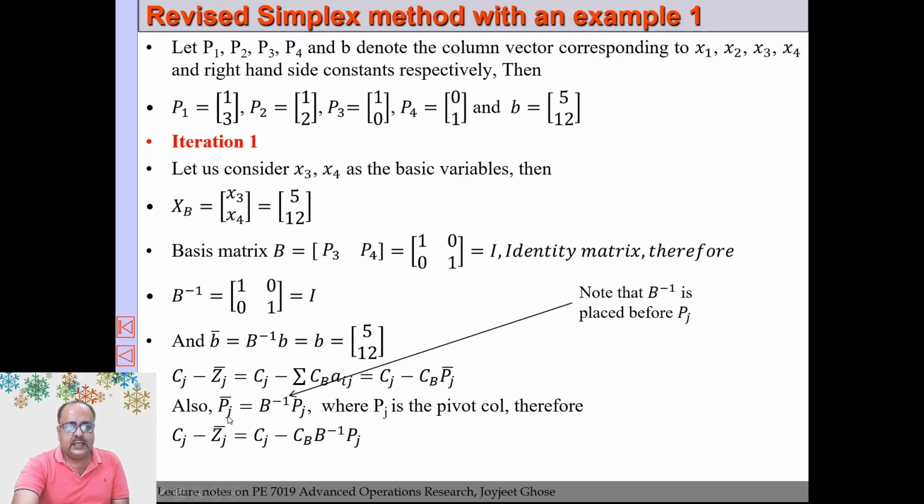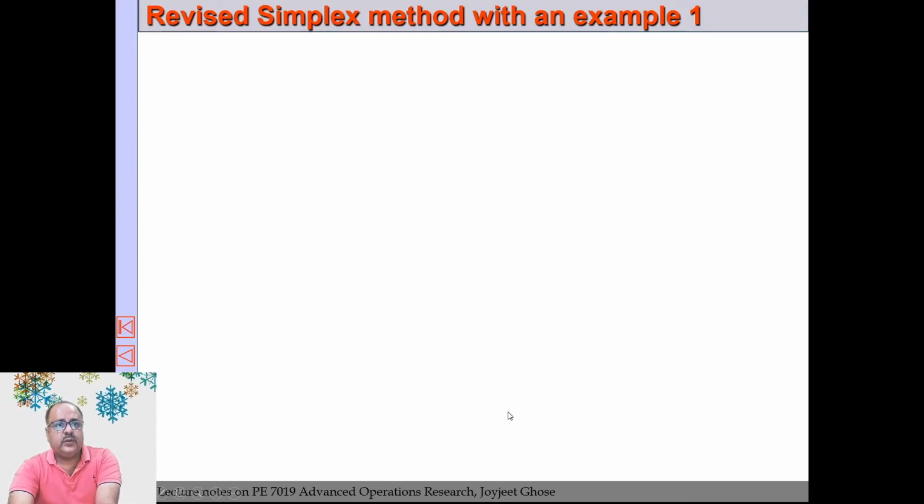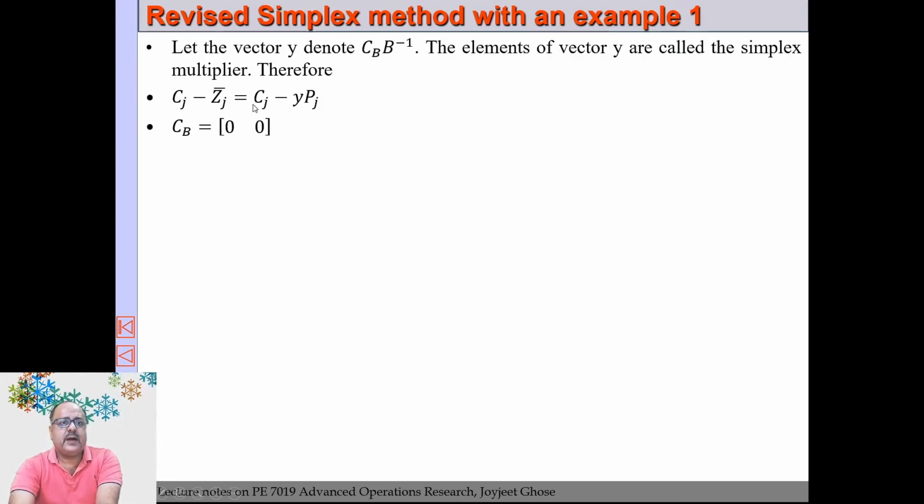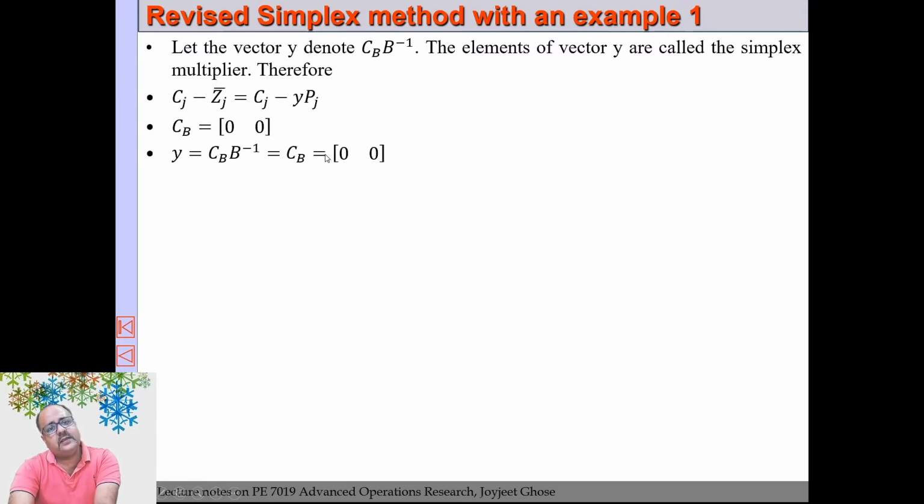Now Pj bar is equal to B inverse Pj, so in that manner we have defined it. It will be Cb B inverse Pj, where Pj is the pivot column. So Cj minus Zj bar is equal to Cj minus y, where y is equal to Cb B inverse Pj. Cb, as I have already said, is the coefficient of the basic variables, x3 and x4, in the objective function, which are 0 0. So y in this case will be Cb B inverse. B inverse is an identity matrix, so therefore y will be equal to Cb, which is 0 0.